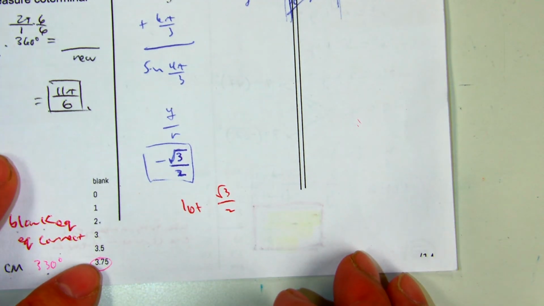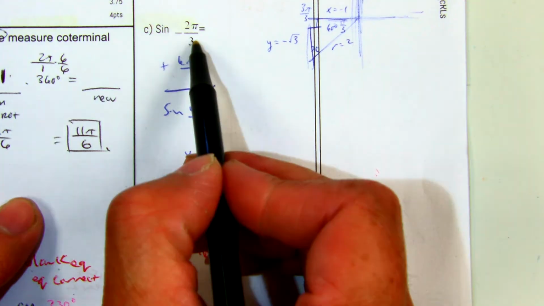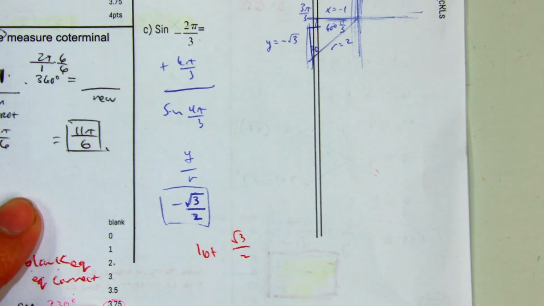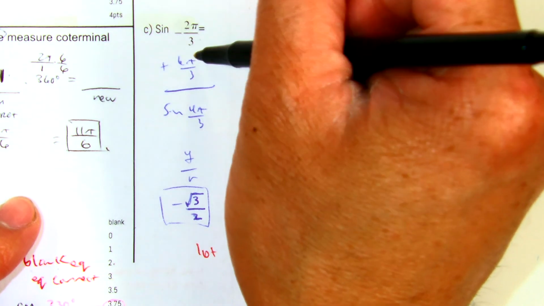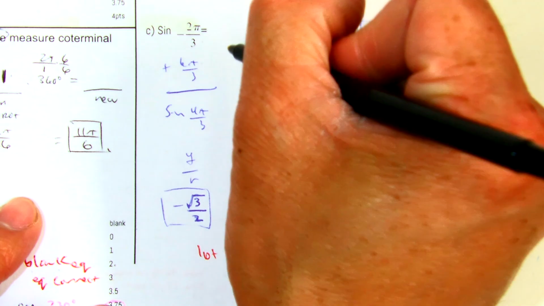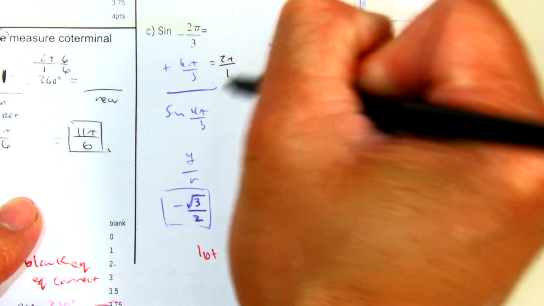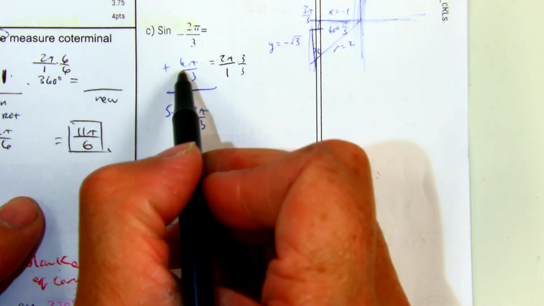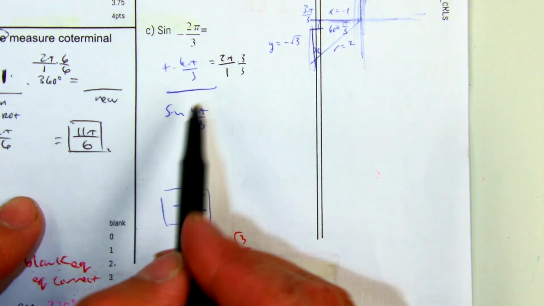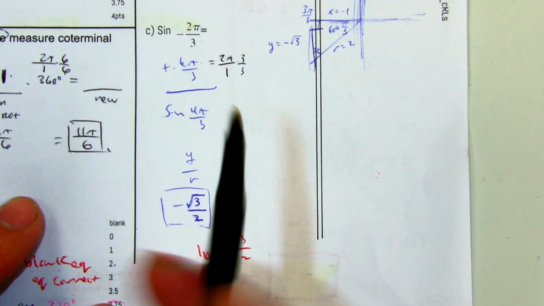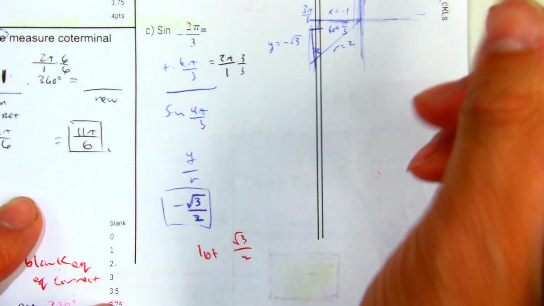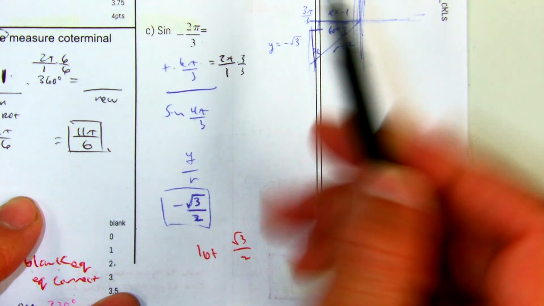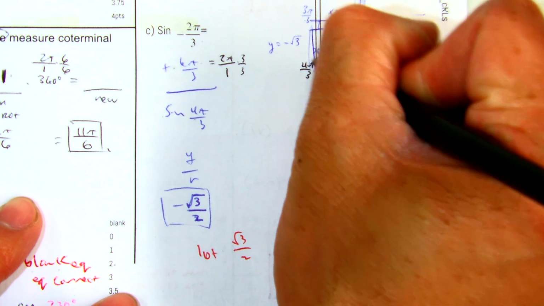And then question 9c. You want this to be a positive angle to work with. So I added a coterminal angle. One full rotation is 2 pi. 2 pi over 1, and I have a denominator 3, so I multiplied. So 2 pi is essentially 6 pi over 3. And then 6 minus 2 gives me 4 pi over 3. So basically I'm trying to find sine at 4 pi over 3. This is 3 pi over 3. This would be 4 pi over 3, so this is a distance of pi over 3.